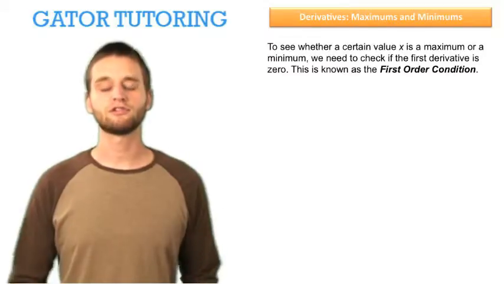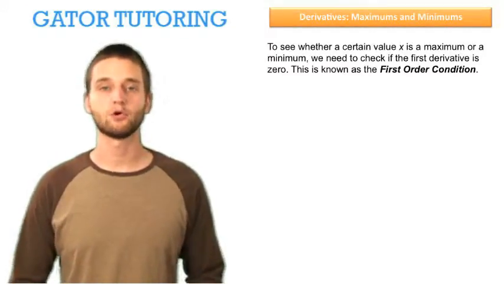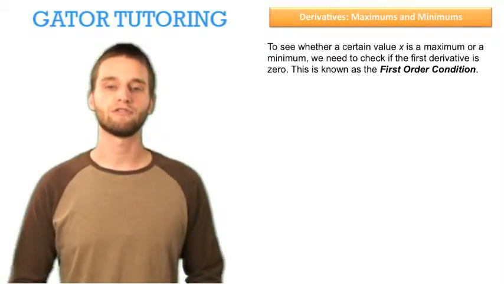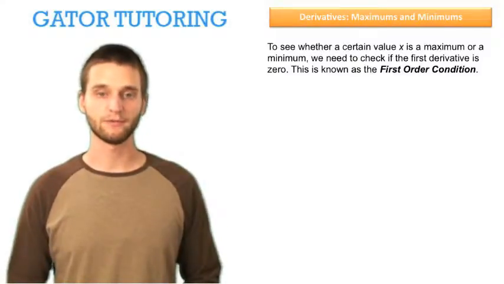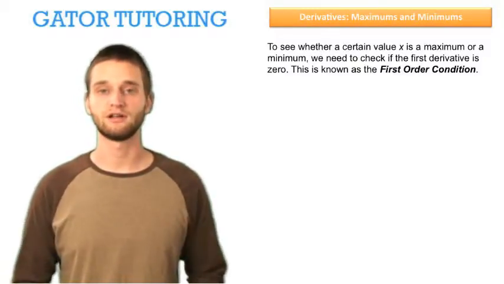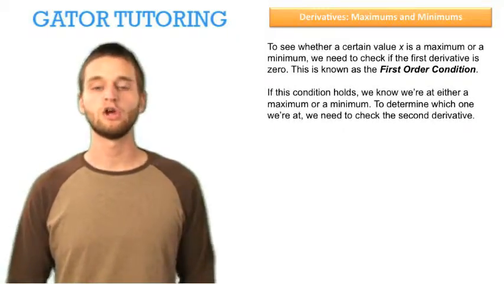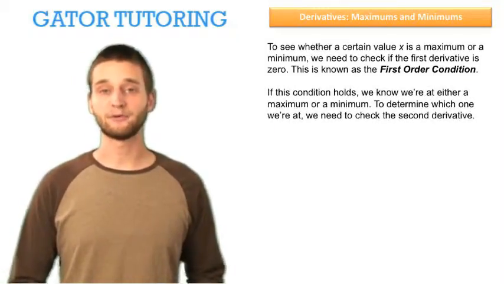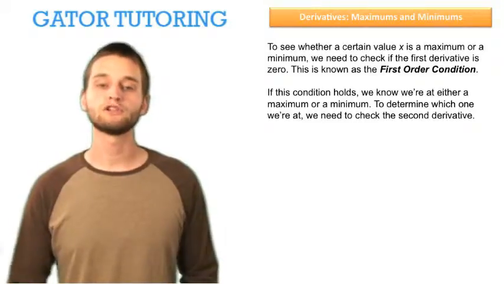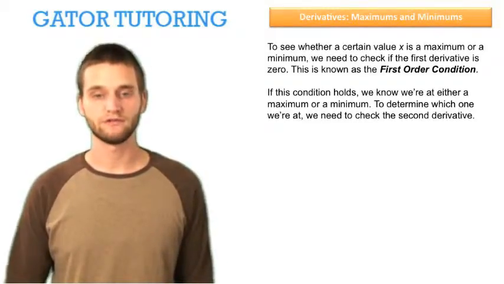To see whether a certain value x is a maximum or a minimum, we need to check if the first derivative is 0. This is known as the first order condition because it's checking the first derivative. If this condition holds, we know we're at either a maximum or a minimum. To determine which one we're at, we need to check the second derivative.